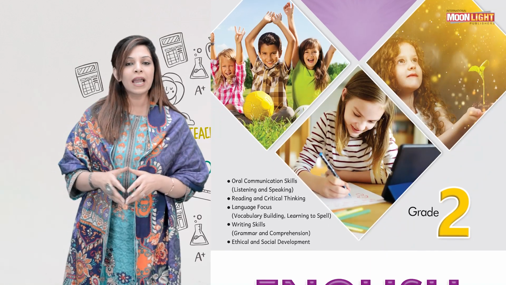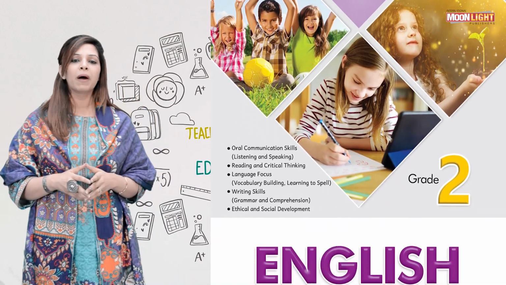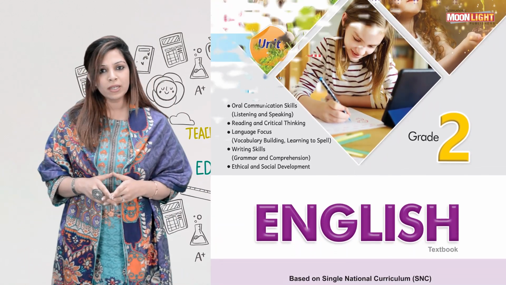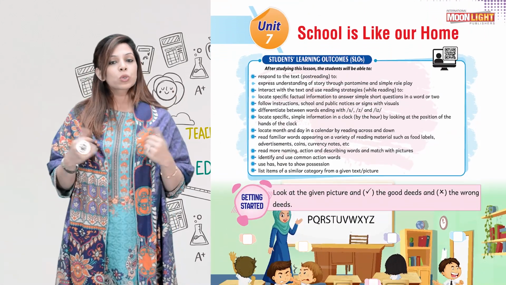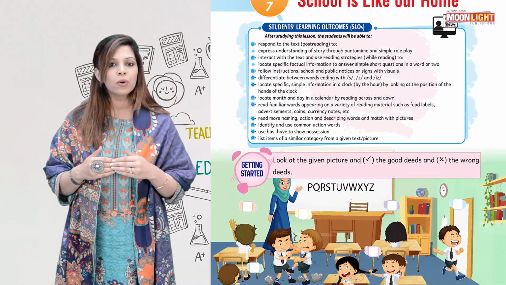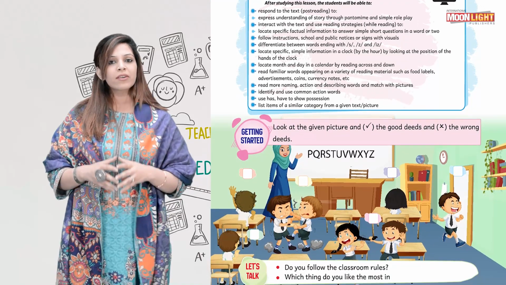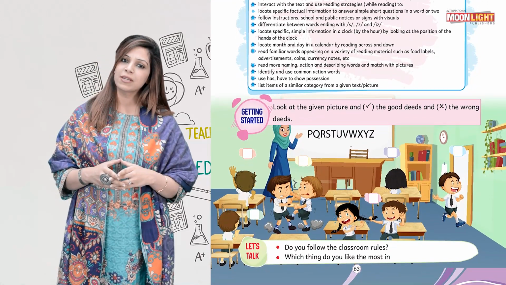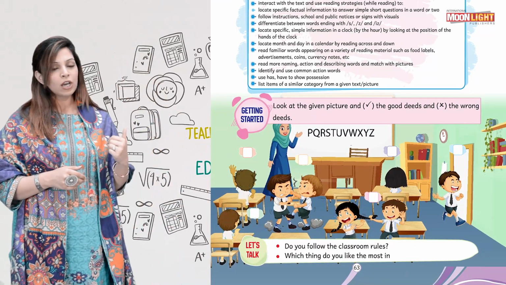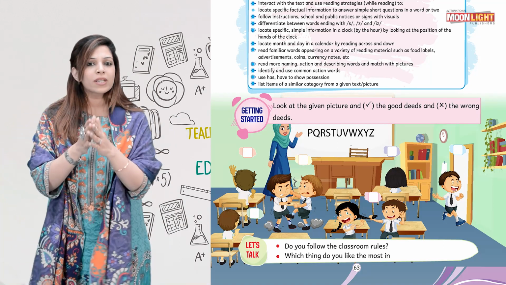Grade 2 students, kindly open your English textbook developed by Moonlight Publishers. Unit number 7. School is like our home. Before starting our reading and critical thinking competency, I just want to show you one picture. Look at this picture and tell what is happening.